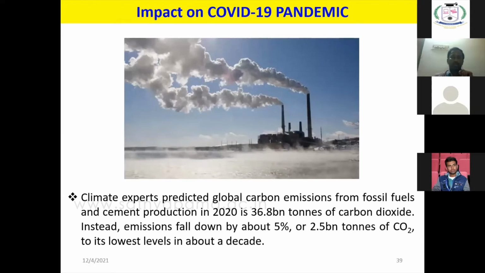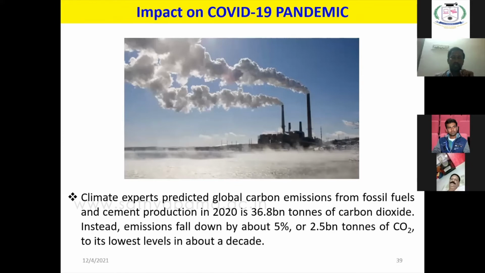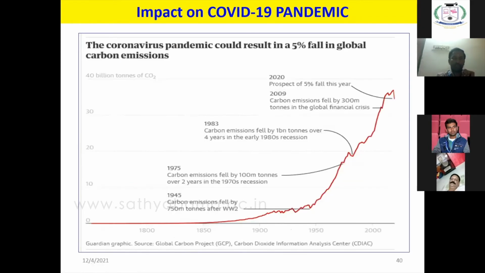So there are certain positive impacts of the COVID pandemic that happened in this particular period. In 2020, the experts predicted about 36.8 billion tons of carbon dioxide would be liberated to the atmosphere from the industrial side. According to a report, about 5% of the carbon dioxide was less due to the COVID pandemic. So it is about 2.5 billion tons less carbon dioxide liberation to the environment, which is about 31 billion tons. So there you can see the cycle of carbon emission to the environment over certain decade periods.